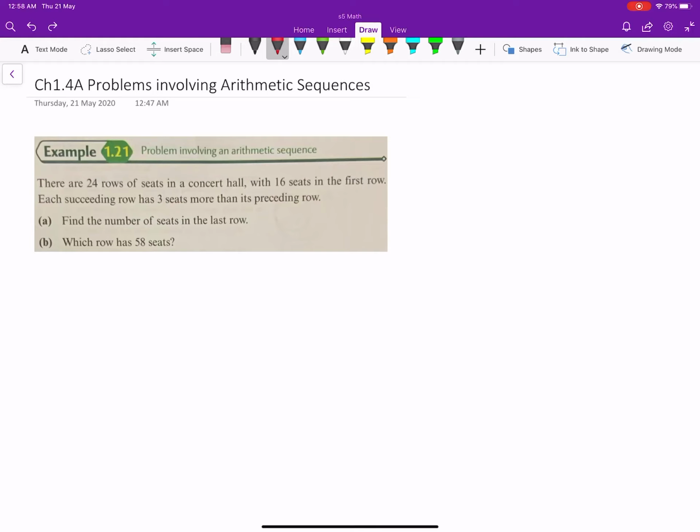There are 24 rows of seats in a concert hall, that means 24 seats. When you look at this kind of question, you may highlight the important information. And 16 seats in the first row, and each succeeding row has 3 seats more than its preceding row. So let's do some understanding. We draw some graph first.